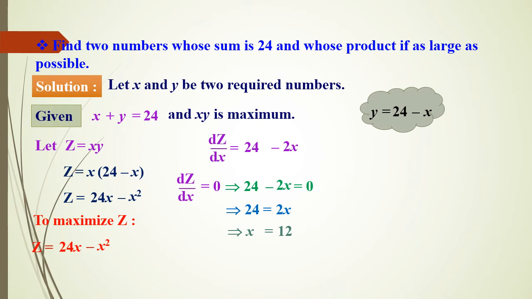Here is one of the important problems. Find two numbers whose sum is 24 and whose product is as large as possible. When finding the two numbers whose sum is 24 and product is as large as possible, first of all consider the two numbers to be x and y. Their sum is x plus y equal to 24, and their product xy is maximum.